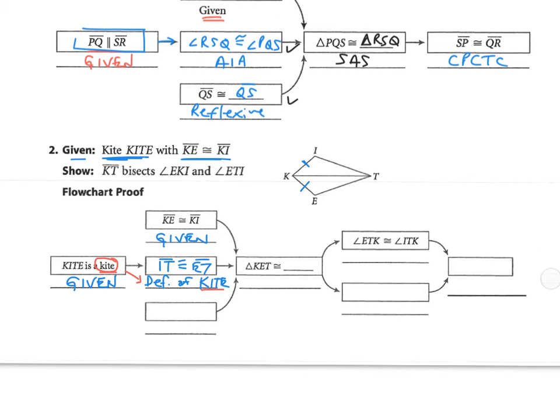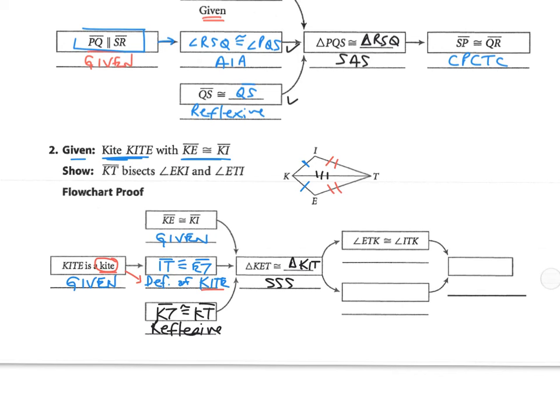All right. Now we need 3 things in order to prove these 2 triangles are congruent. As of right now, we've only got 2 sets of sides. We need to find that third. Well, that third is going to be our reflexive property. We get to see that a lot. So KT is congruent to KT. Our reason is reflexive. And now I see that triangle KET is congruent to triangle KIT because of side, side, side.